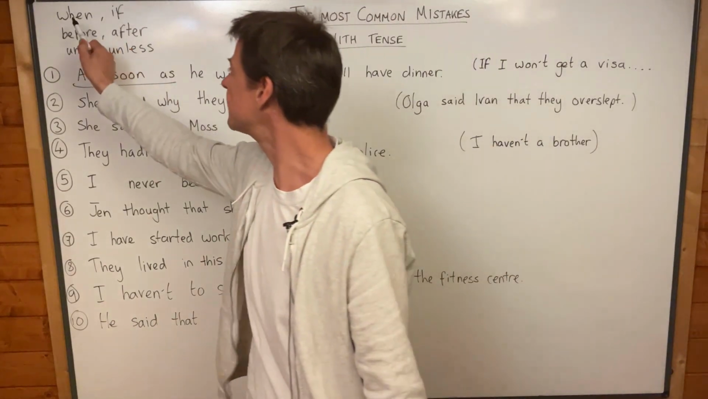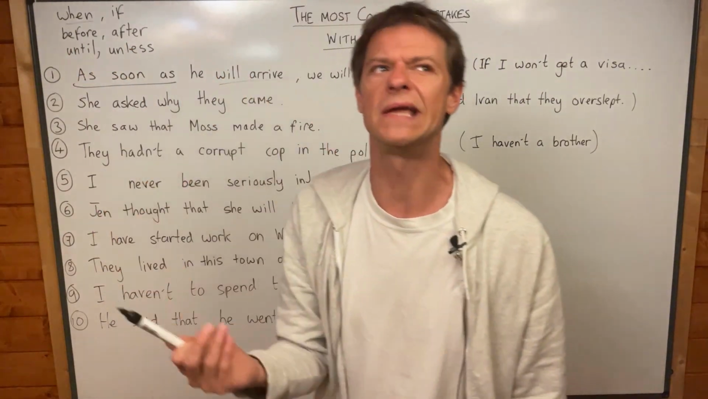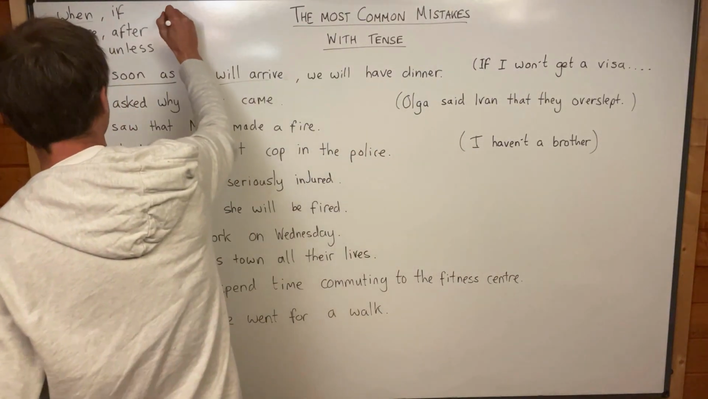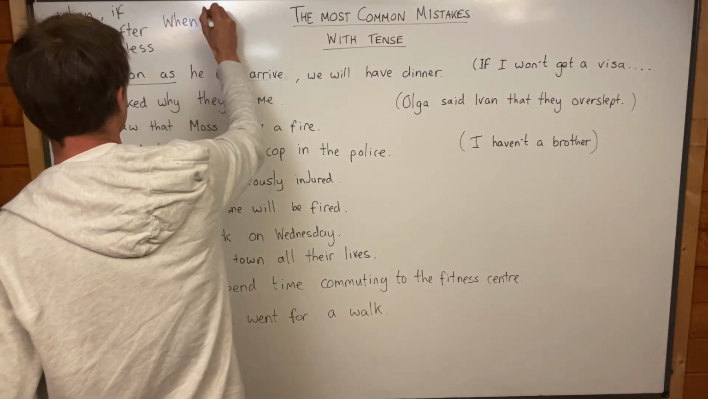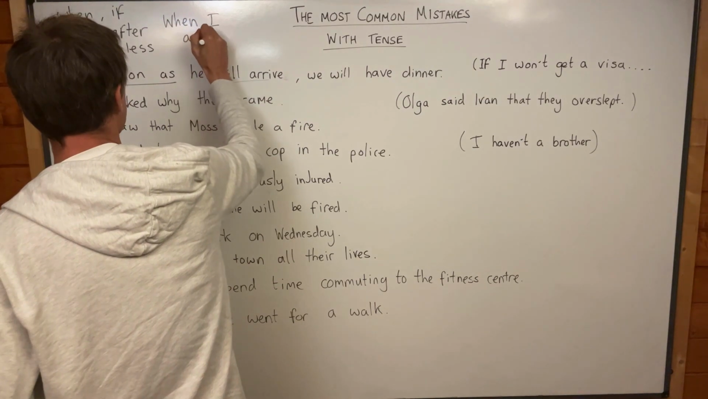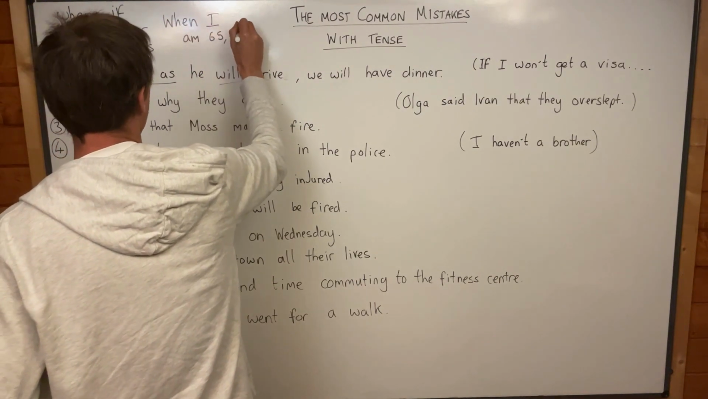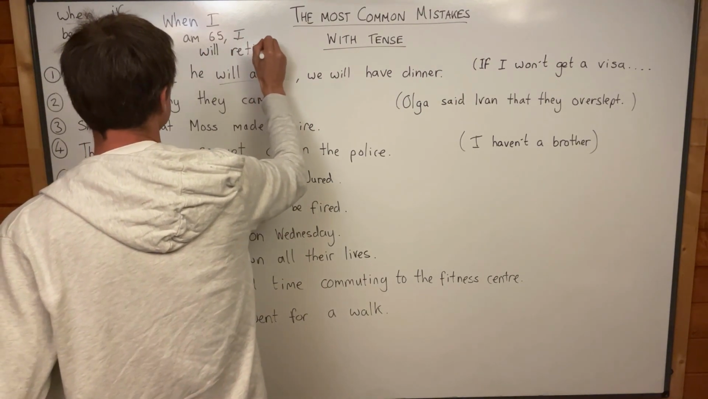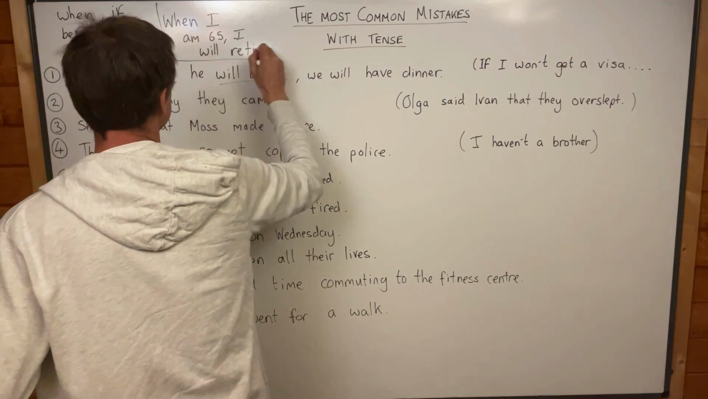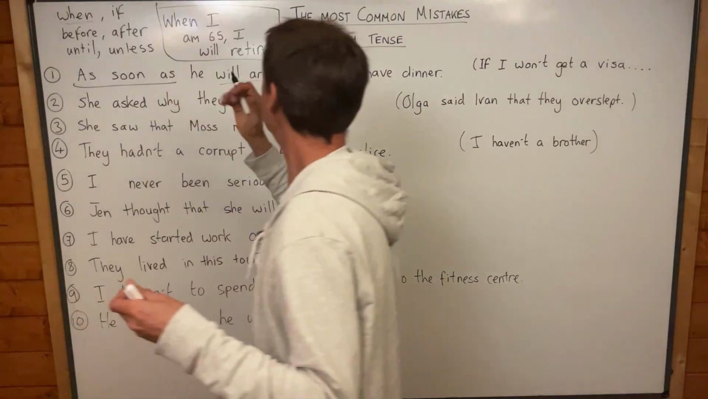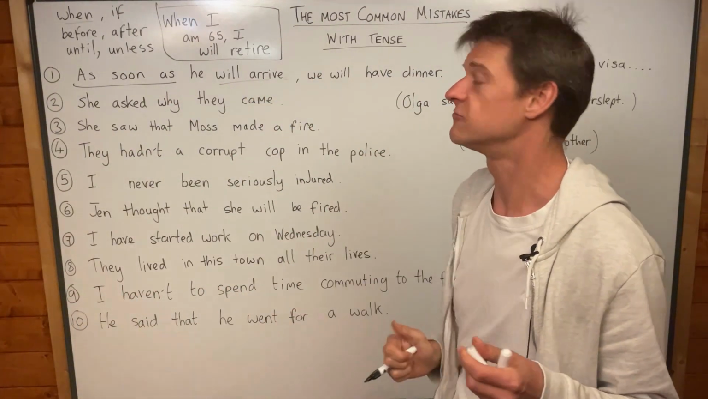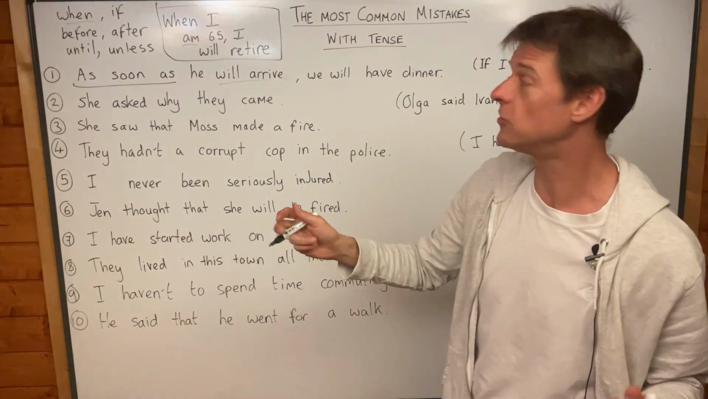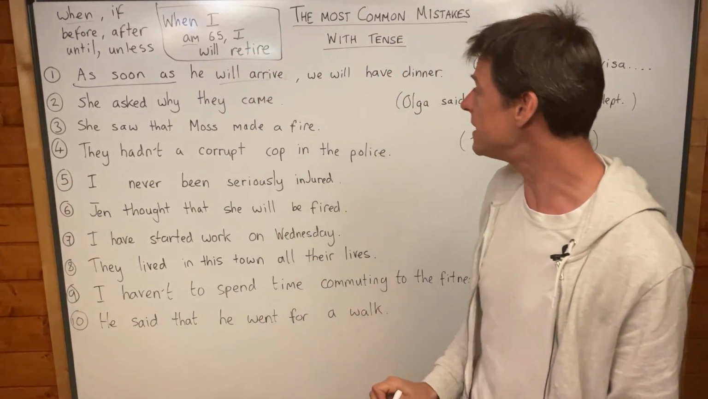We don't say "when I will be 65, I will retire." No, we say "when I am 65." When and present tense. When I am 65, I will retire. It's not true. I think I'll carry on working. I think if you enjoy your job, you don't want to retire. But when I am 65, I will retire. Notice we use present tense in the when subordinate clause, and we use will in the main clause.